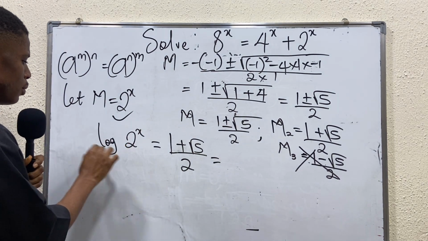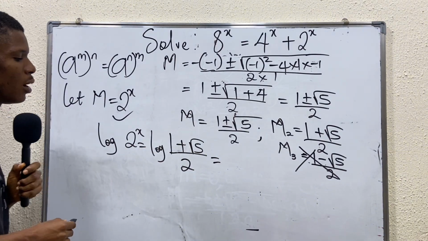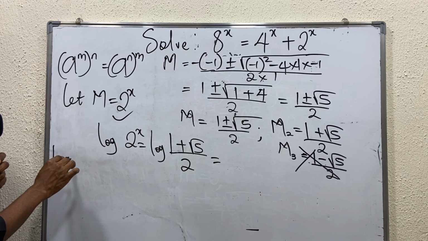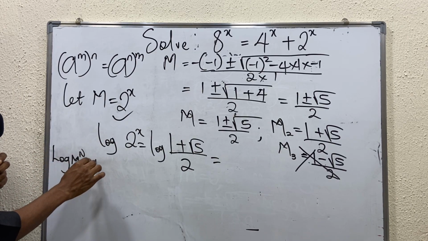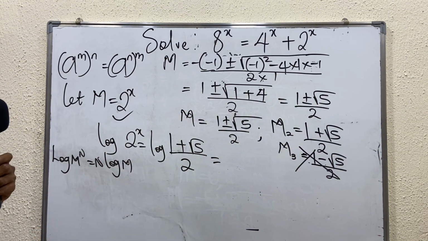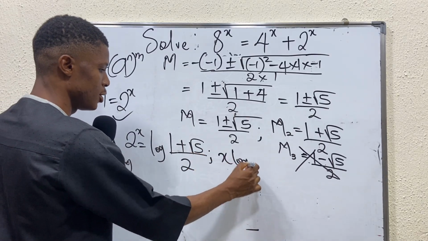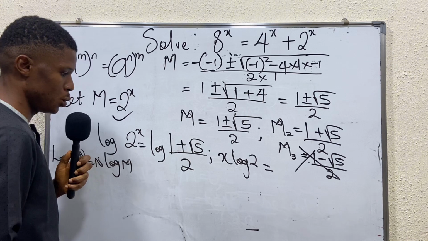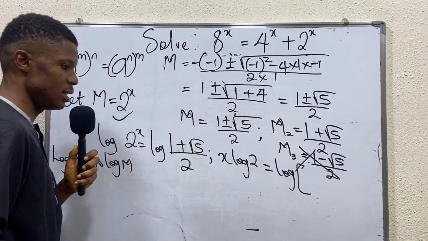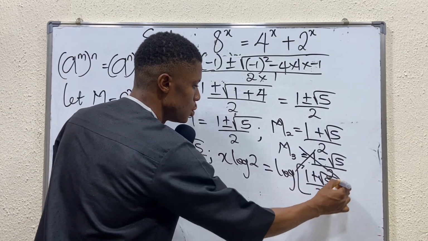So if I take the log of both sides, this is equal to the log of this, taking the log of both sides. You know that the laws of logarithm allow us, when we have m to the power of n, to multiply the power by the log so that we can get the value of x. And this will give us something like x log 2 is now equal to the log of everything in a bracket. We have it as 1 plus root 5 over 2.